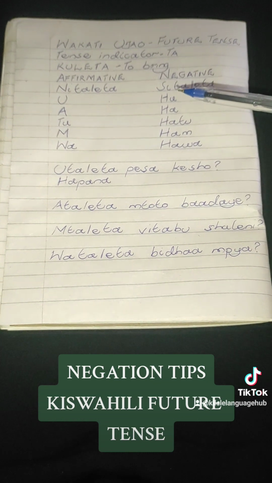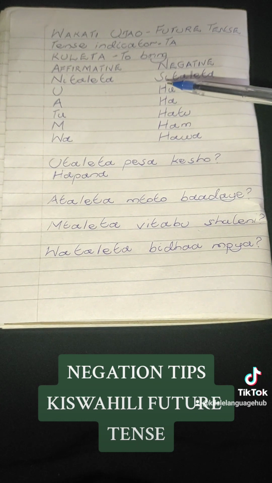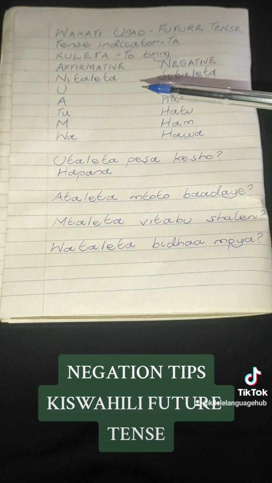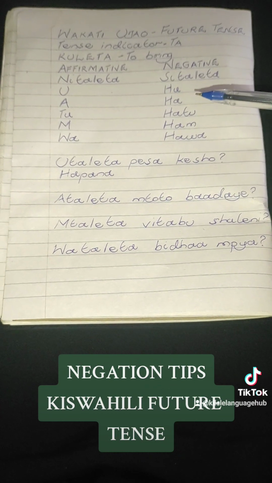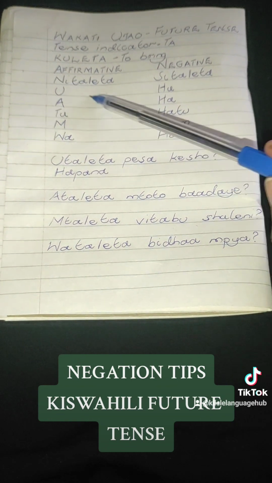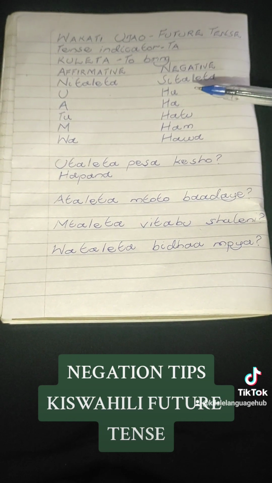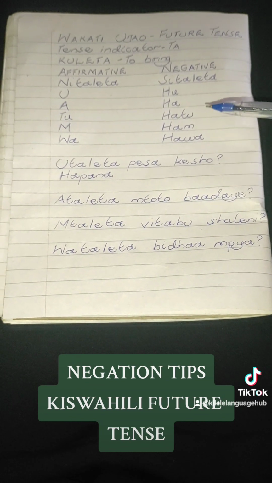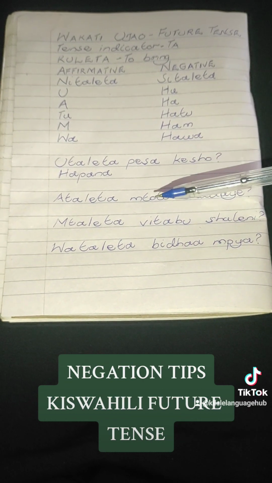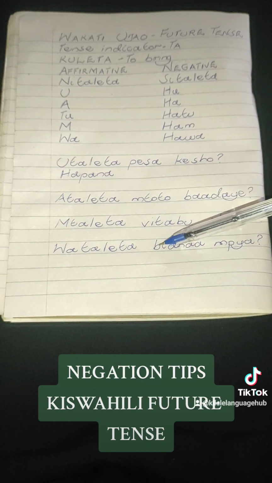So again, for I, if I want to say I will not bring, it is si taleta. So the negation for future tense in Kiswahili is pretty simple. All you need to do is to replace the pronoun ni with the negator si. This is for the first case, I. What do you think the rest of these sentences should be in the negative? Try it out. Now, let's answer these questions in the negative to practice what we have just learned.